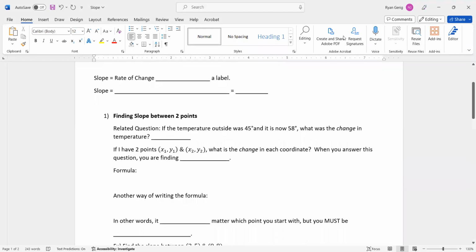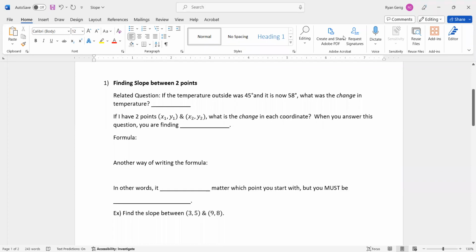So just like with the last lesson, we're going to look at finding slope from a variety of given information. First one is between 2 points. So a related question that I want to kind of get you thinking: if the temperature outside was 45 degrees at the start of the day, and it is now 58 degrees, what was the change in temperature? Well, you would probably all figure that out pretty quickly and say that it's 13 degrees. How'd you get that? You subtract, right?